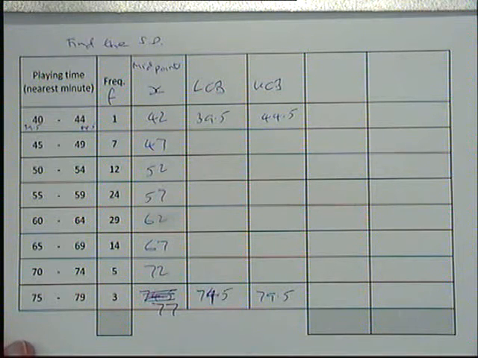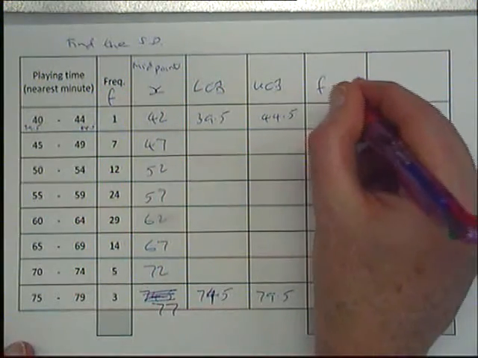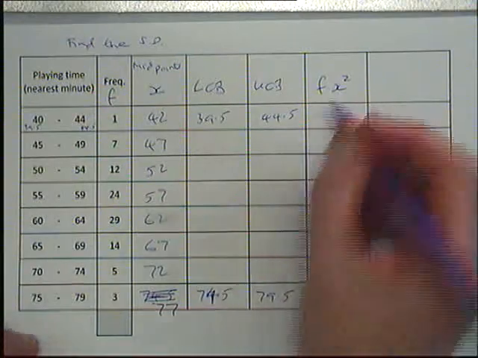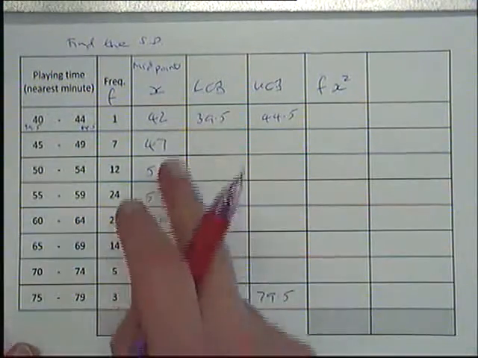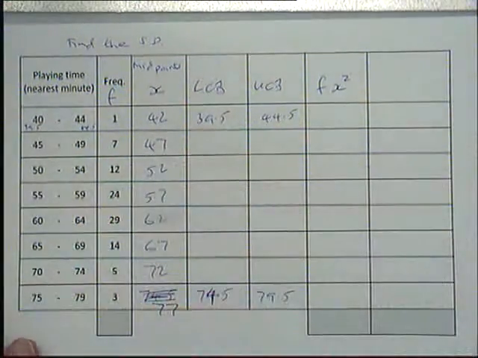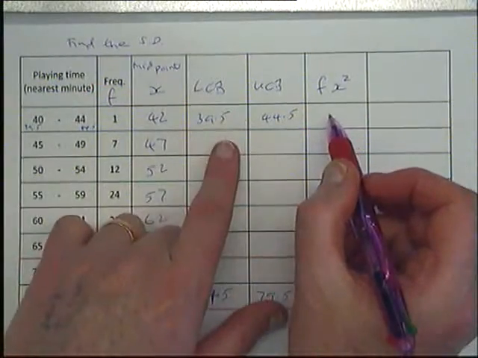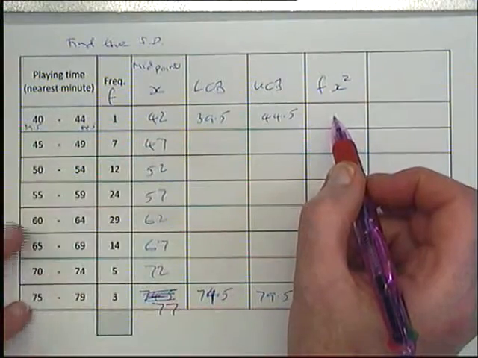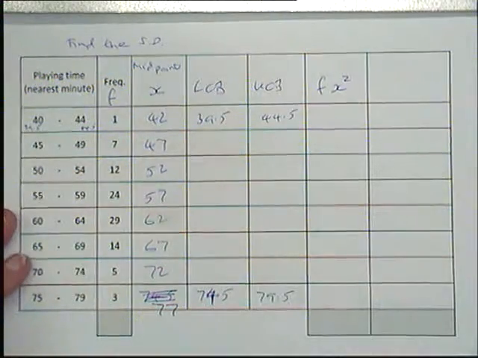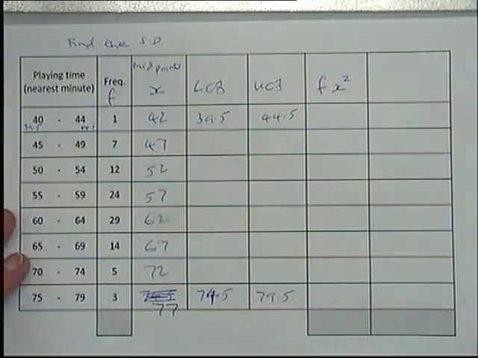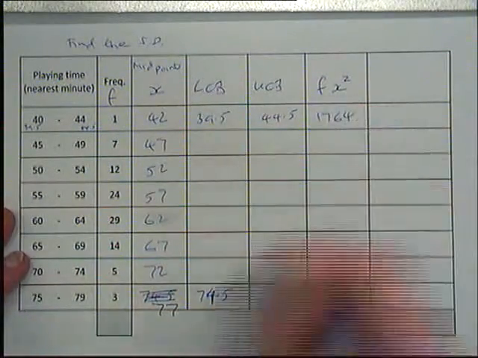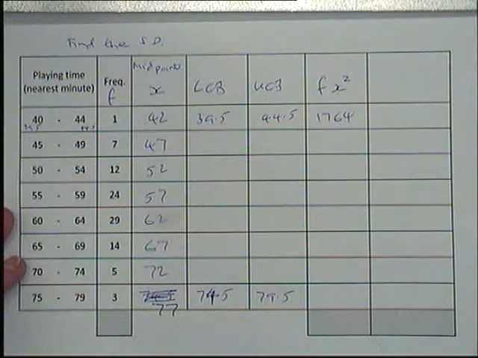Times them by the frequency and square them. So square them first, then times them by the frequency. fx squared is you square the x values and you times it by the frequency. So up here, the first one we're doing 1 times 42 squared. Has anyone worked out 1 times 42 squared? 1,764. Is correct. I'm going to leave you to finish that column.